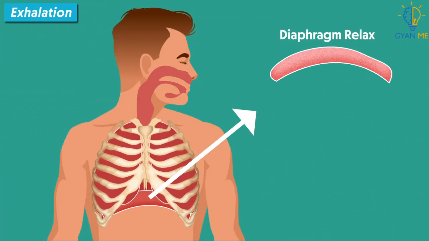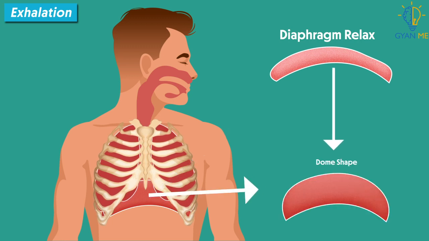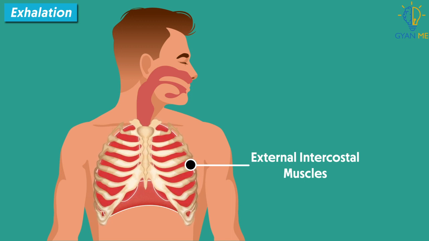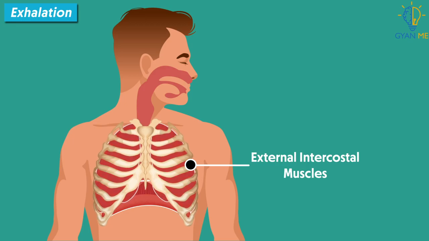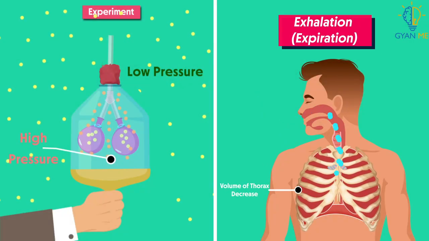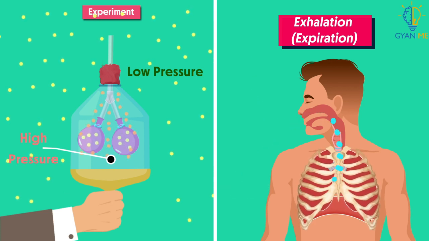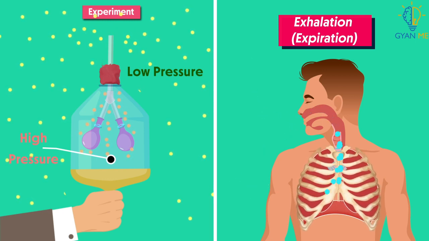During exhalation, the muscles of the diaphragm relax and return to their dome shape. Simultaneously, the external intercostal muscles relax, bringing the ribcage back to its original position. These changes cause the volume of the thorax to decrease, which in turn causes air pressure inside the thorax to increase again and causes air to leave the lungs.